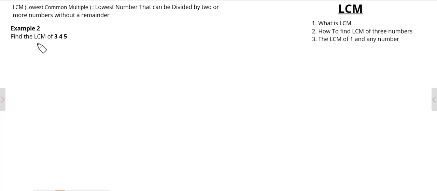3, 4, and 5 are 3 numbers, and we just completed the first example on how to find the LCM of 3 numbers, so this shouldn't be difficult. If you want to try your memory, you can pause the video and try and solve it, but in the meantime we'll provide the solution all together. So we'll start the same way using the long division.